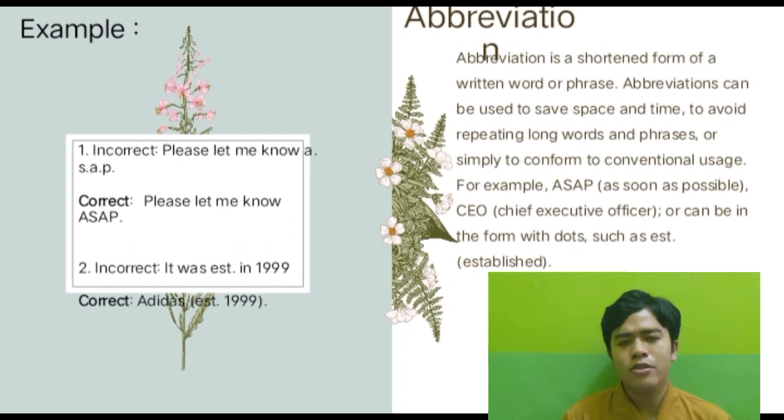Example: please let me know A.S.A.P. This is incorrect. So what's the correct one? Please let me know ASAP. Second example: Adidas est. 1999. This is incorrect. So what's the correct one? The correct one is Adidas, in parentheses, est. 1999. Use parentheses to make sure this is not a sentence.